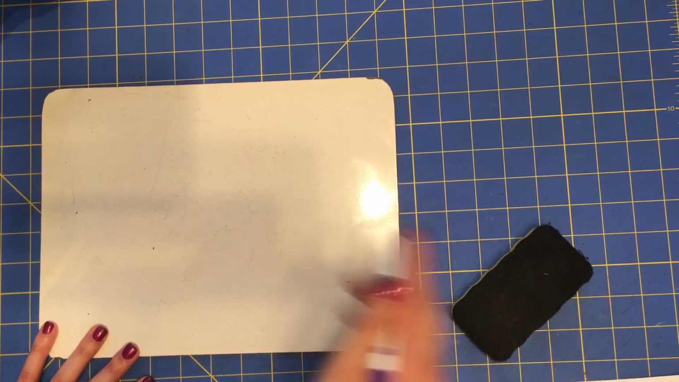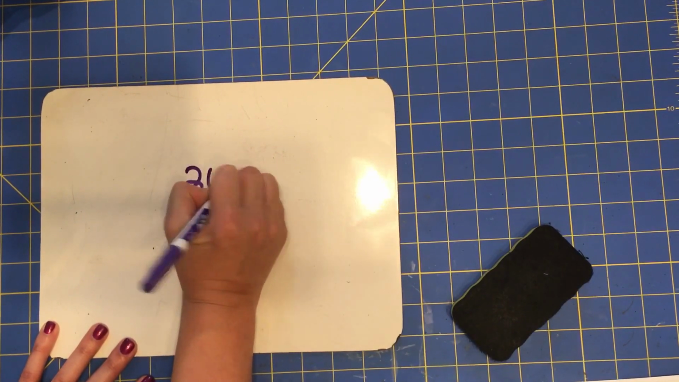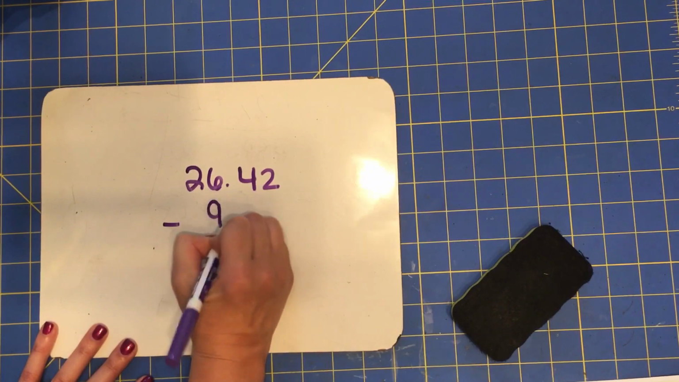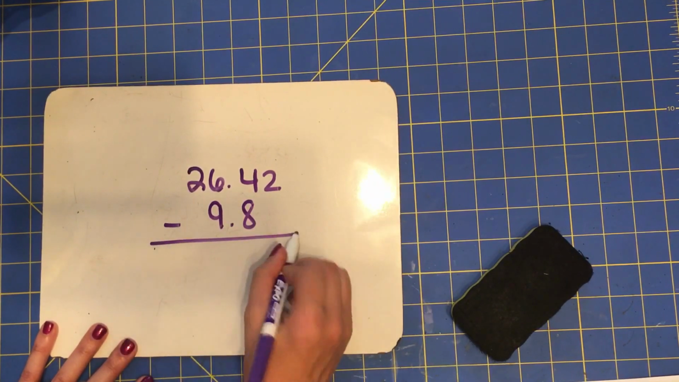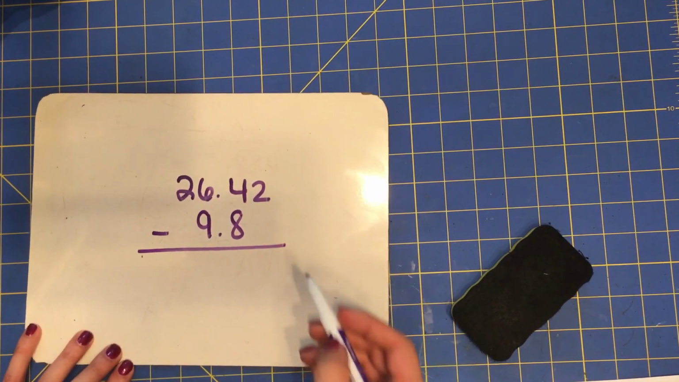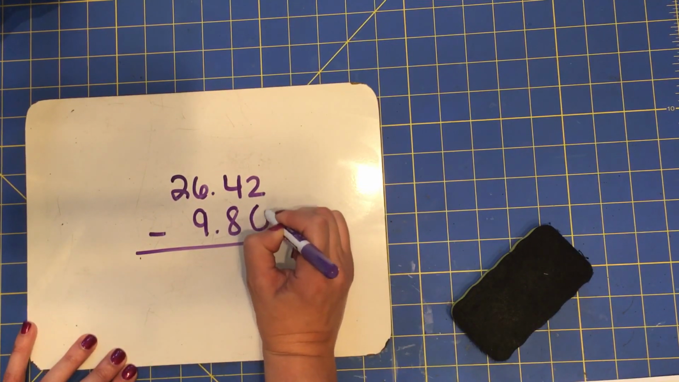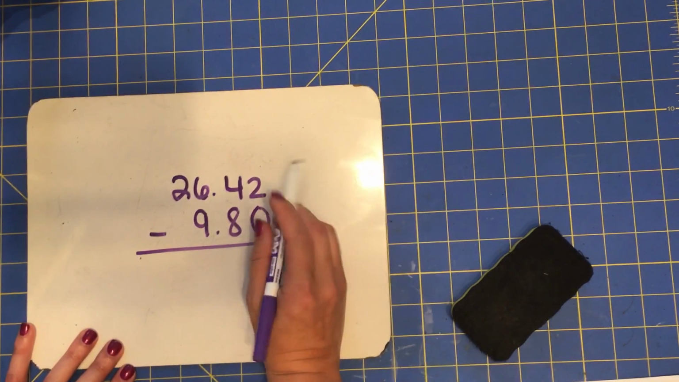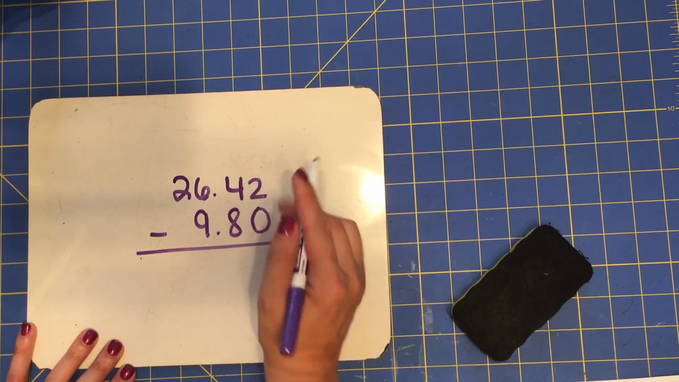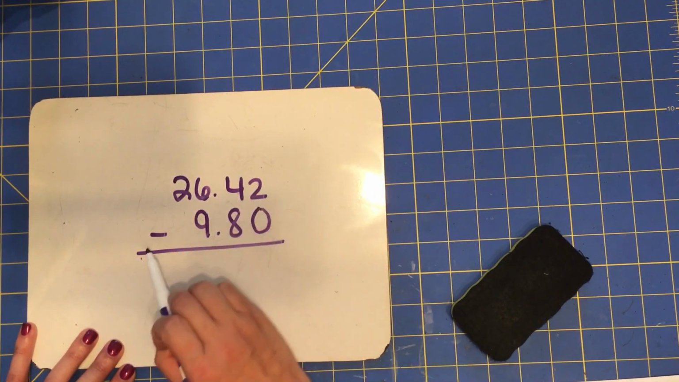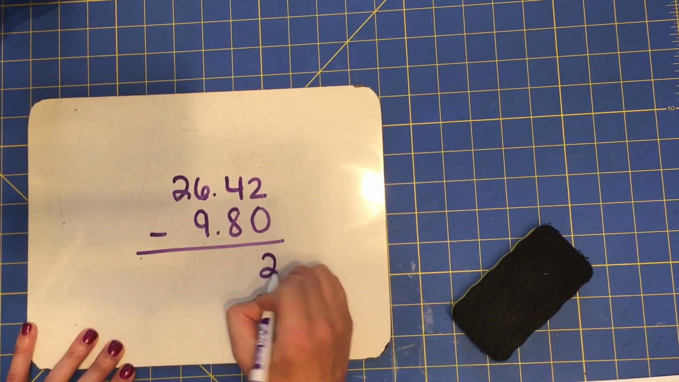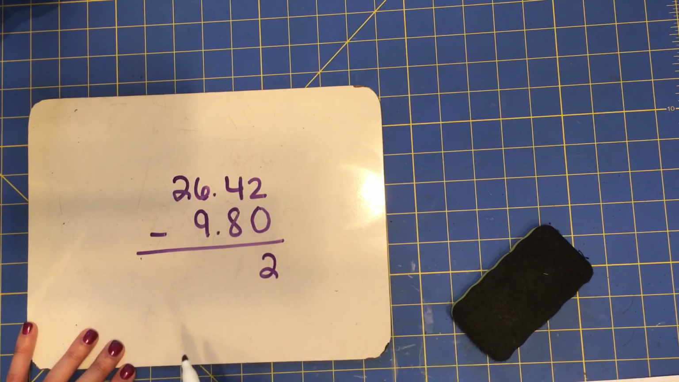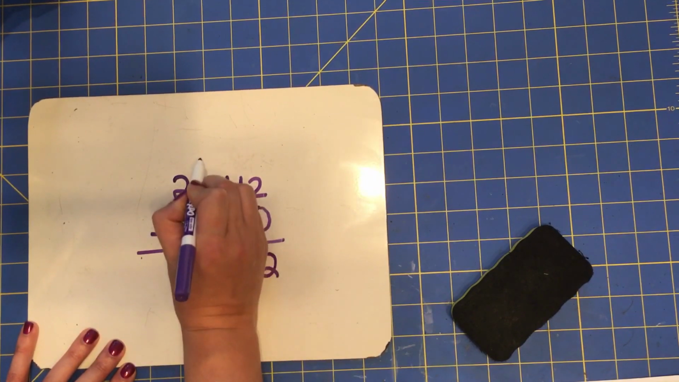Number 2, it's a subtraction problem. 26 and 42 hundredths minus 9 and 8/10. So what we had talked about earlier is that you could put a 0 here as your placeholder if you wanted to, because there really is a 0 there. I start all the way over here on the right in the smallest place value, the hundredths, and 2 minus 0 is 2. 4 minus 8, I cannot do that.